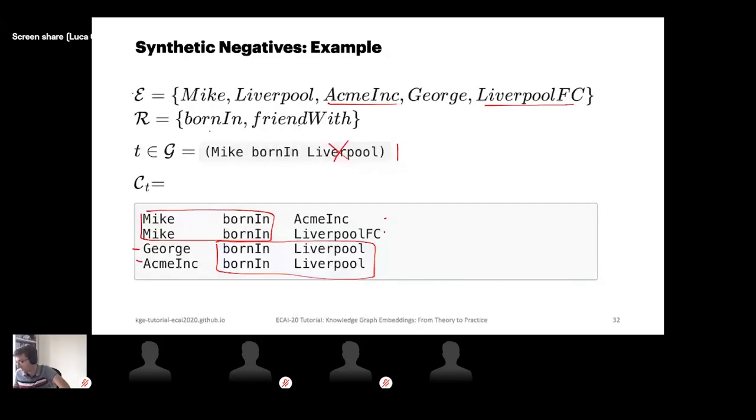Now these are synthetic negatives. Some synthetic negatives may make more sense than others, right? Like this one is a good negative. George born in Liverpool, right? Makes sense, semantically speaking. Acme Inc. born in Liverpool does not. And also, I've never heard of anybody being born in a football club. So this one is also a bit meaningless from a semantics point of view, but it is a false fact, right? So again, this is a quite straightforward way of generating negatives. It may lead to, if you want, meaningless negatives, not very informative, not very good negatives from a semantics point of view.